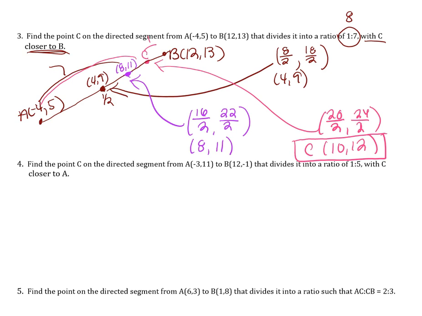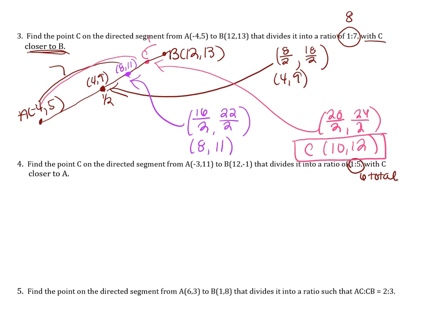So let's say I want to find point C on the directed line segment from A to B that divides it into a ratio of 1 to 5. So that's 6 total parts. And I'm going to have C closer to A.